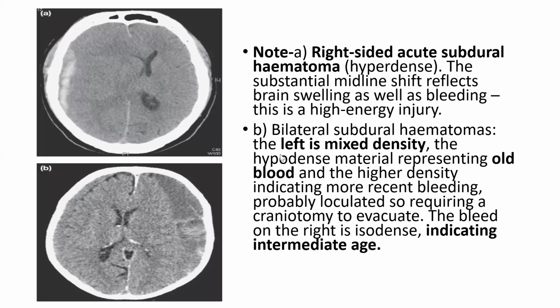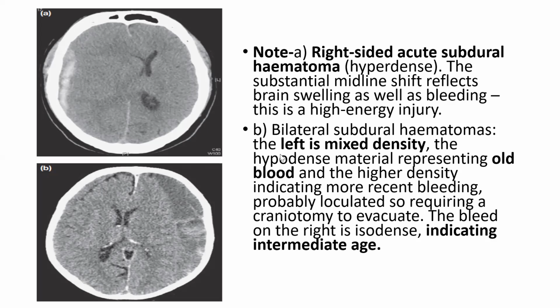So the second picture here is showing a bilateral subdural hematoma with mixed density hematomas. So the hypodense material represents old blood, and the higher density indicates more recent bleeding, probably loculated bleeding, so it requires craniotomy to evacuate. So the bleed on the right is isodense, indicating intermediate. So there is a bleed here.